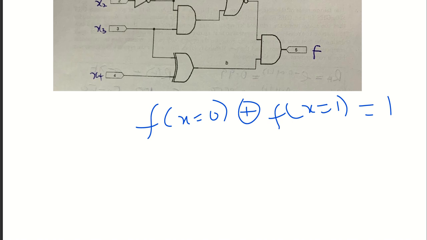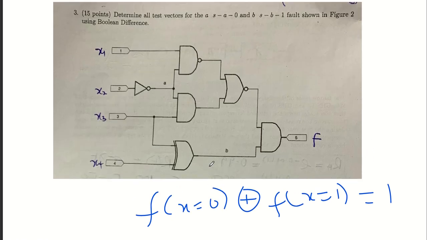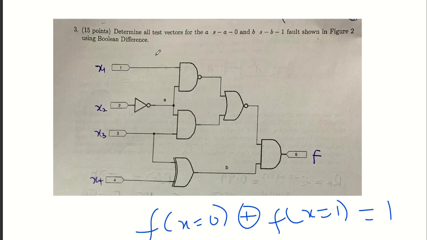Now, the reasoning is that if you test your original circuit and your wrong circuit, the outputs will always be different. If this one outputs 0, this one will output a 1. If this one outputs a 1, this one will output a 0. The faulty circuit and the original circuit cannot give the same results, so we are using that sense. Now, it says determine the test vectors for a stuck at 0. So you are here, a stuck at 0.